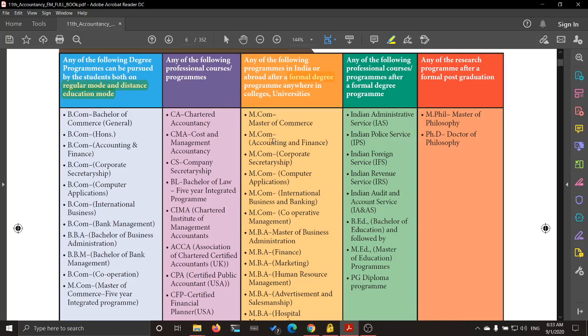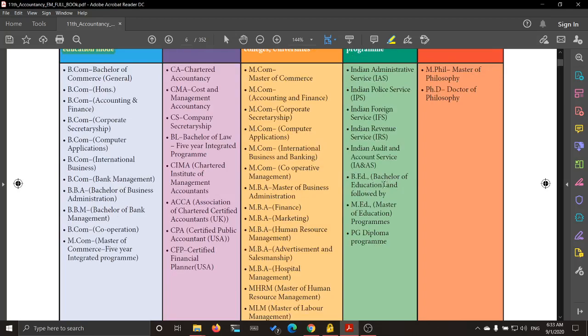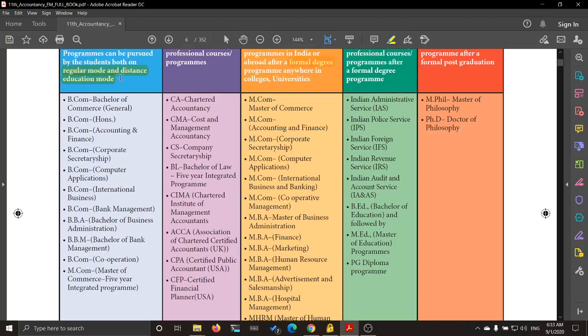Now you can go into any of these services. Any of the following professional courses or programs after a formal degree program, you can go into any one of these: administrative service, IAS, IPS, police service, foreign service, revenue service, IA&S, Indian Audit and Account Service, BEd, Bachelor of Education, followed by MEd and PG diploma course. This is after completing your 3 years of regular mode of education.